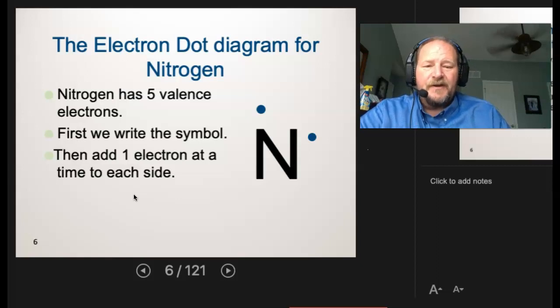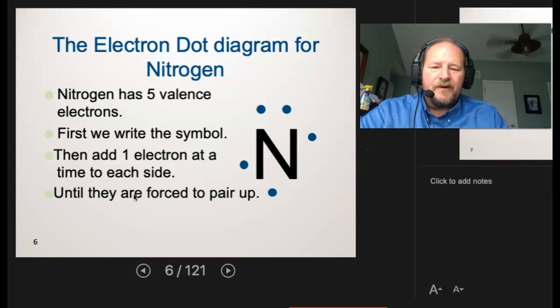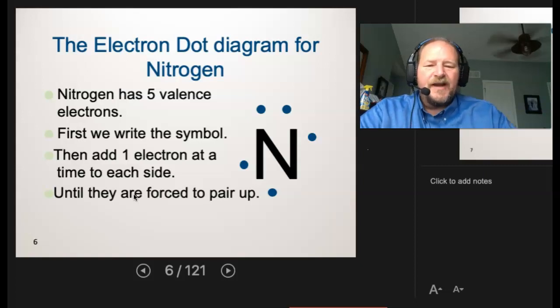So 2, I'm going to go there. 3, back down to the bottom. 4 to the left. And that takes care of 4 out of 5. Now the 5th one, I don't have a choice. I have to pair it up. Now I just like to keep the format going, so I'm going clockwise, starting at the top. So I'm going to put my 5th one up here at the top like that, but you could actually put your 5th one anywhere you wanted.